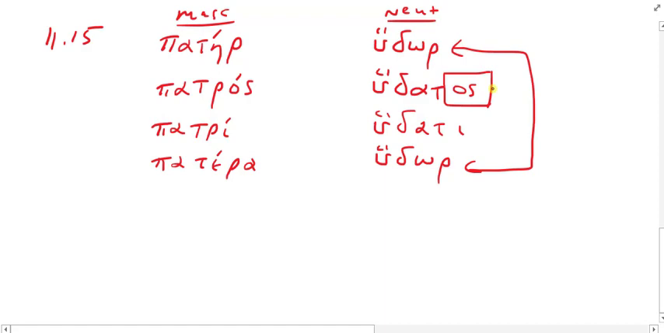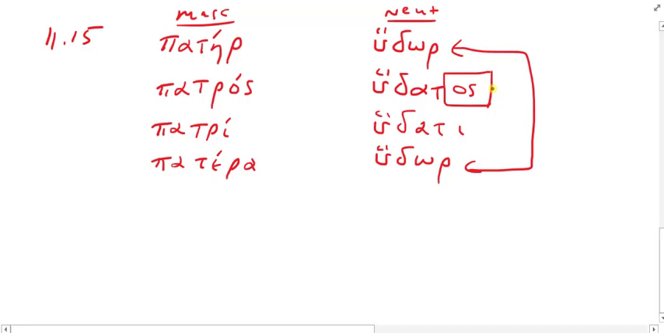All right. So let's just read the forms of both of these, everybody. Pater is father. Patros, of a father. Patri, to a father. Patera, father. Like I love father. Pateres, fathers. Pateron, of fathers. Patrasi, to fathers. And pateras is fathers. All your case endings are normal here, except that nominative singular form.